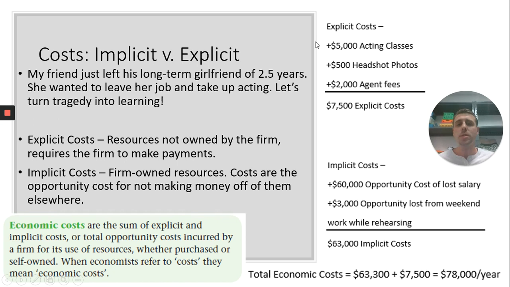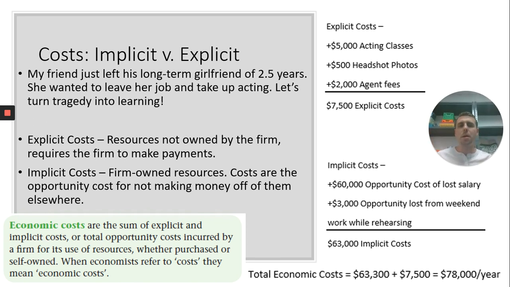So explicit costs would be costs that this person has to pay for because they do not themselves own the capacity to cover those. So first one would be acting classes. You cannot give yourself acting classes. So that is an explicit cost, something that will need to be paid out. I'm just making these numbers up, obviously. Second would be headshot photos. If you do not have your own photo studio, you cannot do that for yourself. So that is an explicit cost. You are having to take money and physically give it to someone else, right?